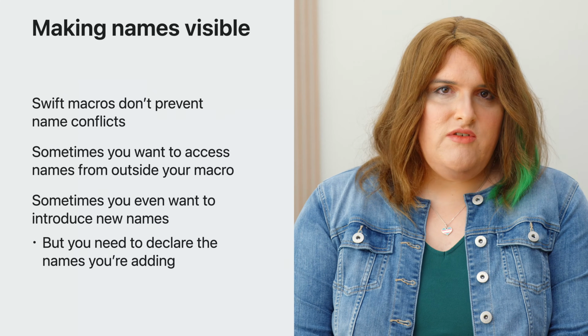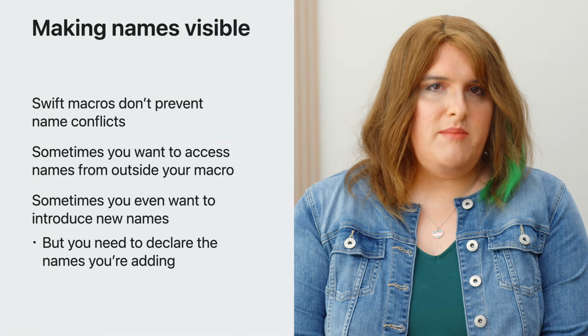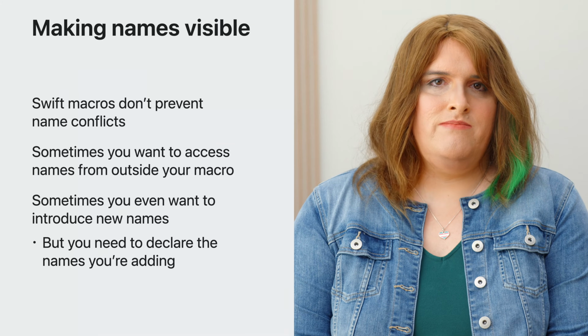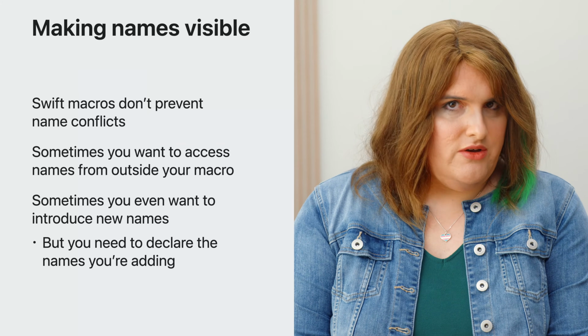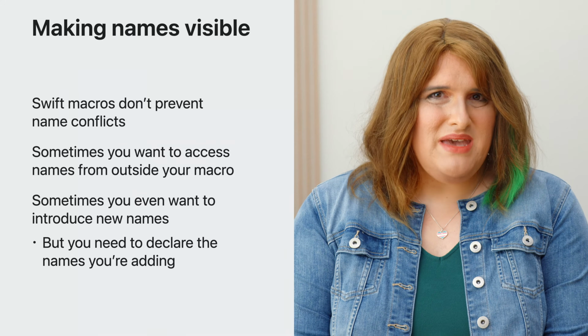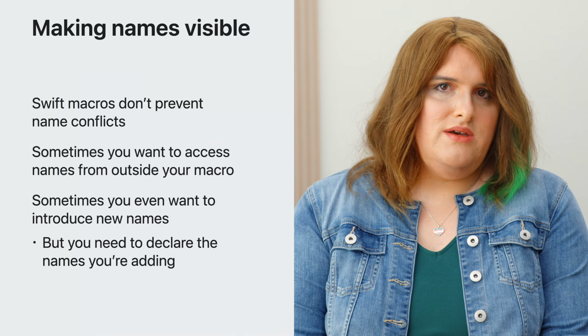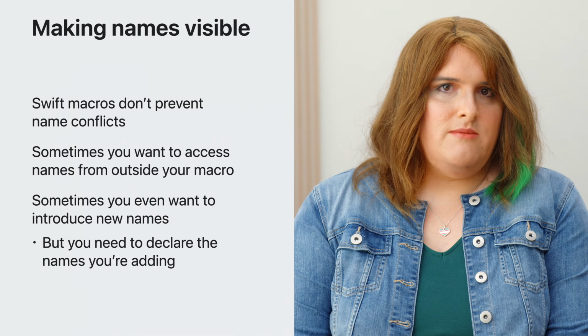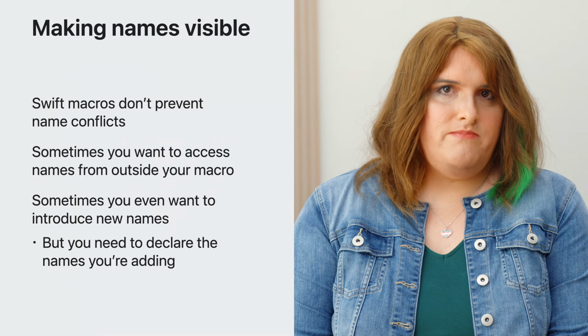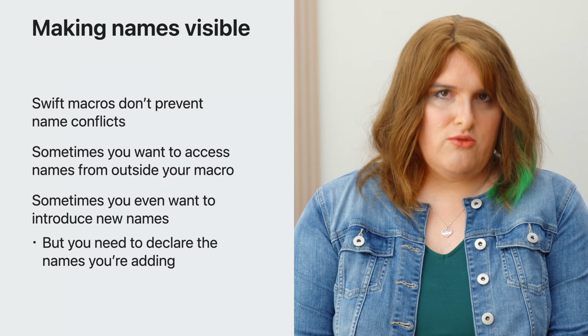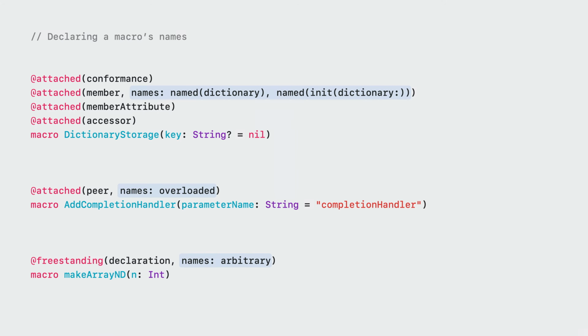And sometimes you even want to introduce a whole new name that non-macro code can access. Peer macros, member macros, and declaration macros basically exist entirely to do this. But when they do, they need to declare the names they're adding, so the compiler knows about them. And they do that inside their role attribute. You might not have noticed it before, but we've actually seen these declarations all along.